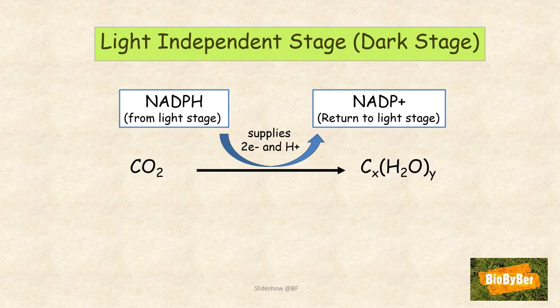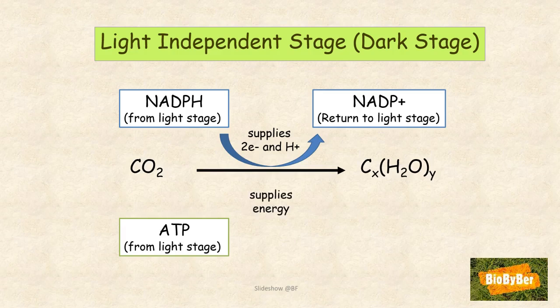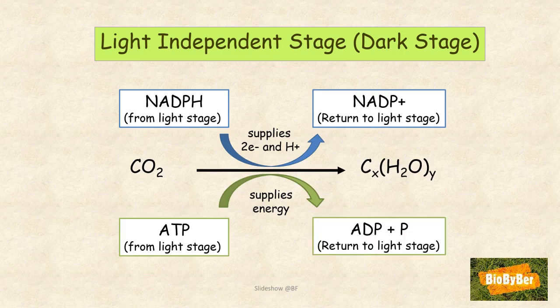But this is not enough. This reaction also requires some energy. The energy is provided by the ATP, which we made in the light stage. The energy is supplied by the ATP, and this is then converted into ADP, which is a low energy molecule, and this can then return to the granum, to the light stage, to pick up more energy.